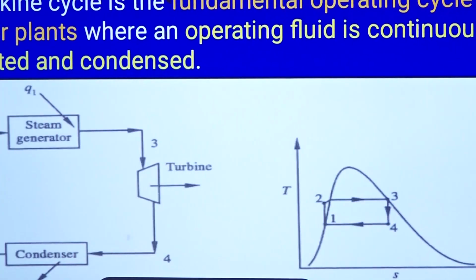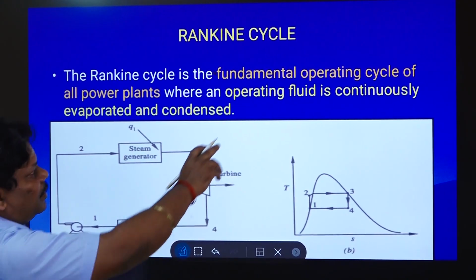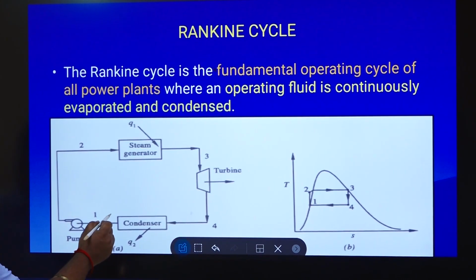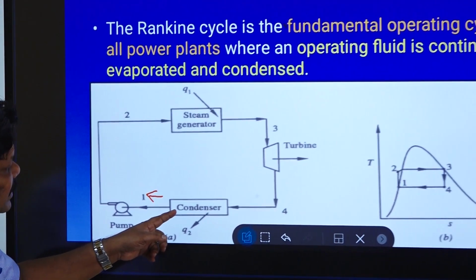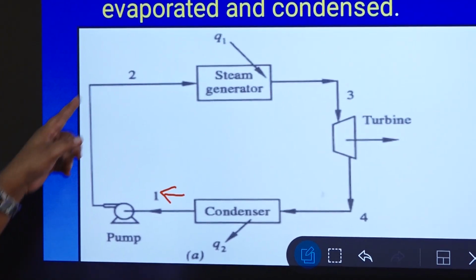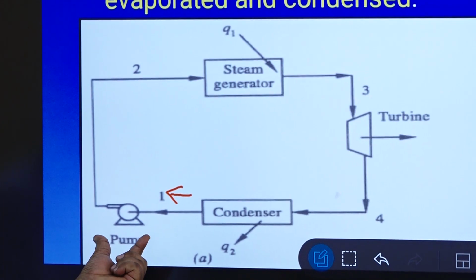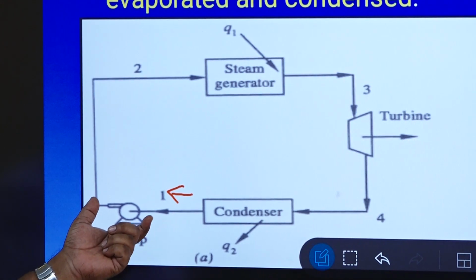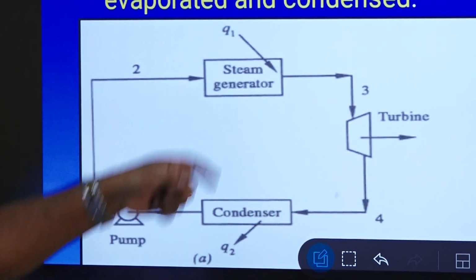Okay, so the Rankine cycle. Now we are moving to the Rankine cycle. It is the fundamental operating cycle of all power plants where an operating fluid is continuously evaporated and condensed. You can see here the low pressure vapor condensate from the condenser is sent to the steam generator or boiler. With the help of a feed pump, it compresses that liquid, the condensate from the condenser, and sends it to the steam generator.